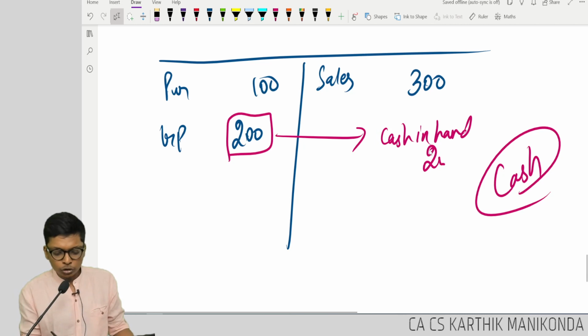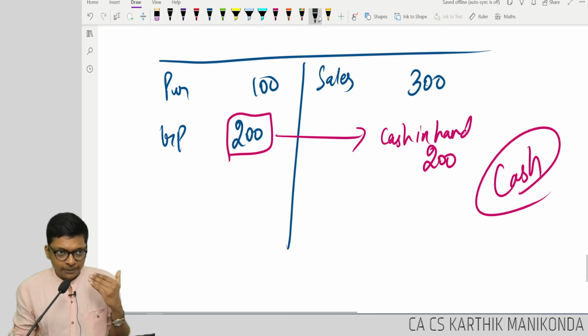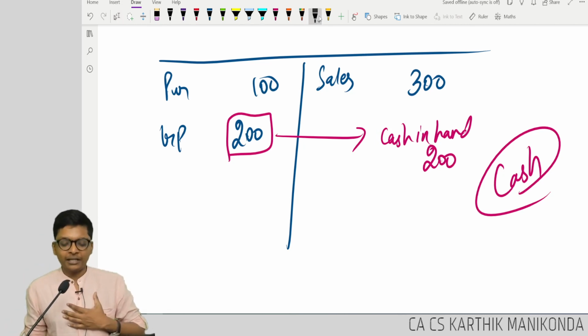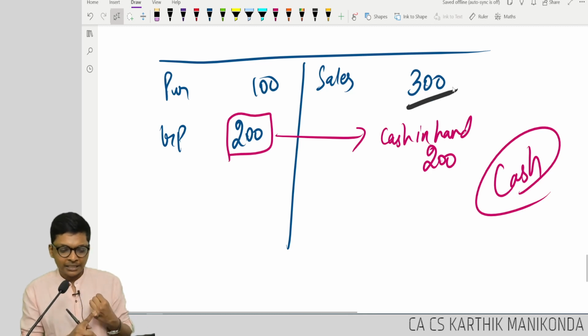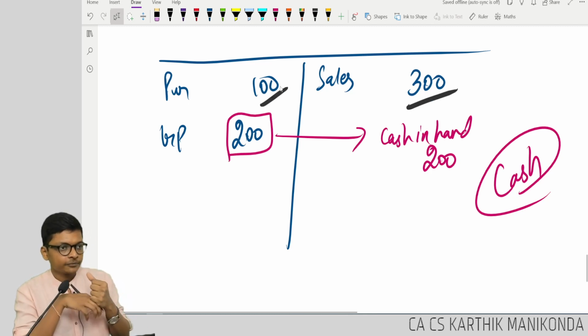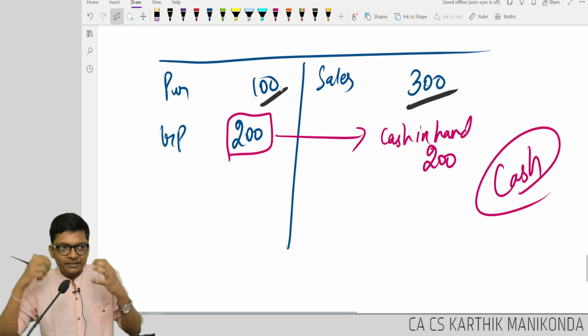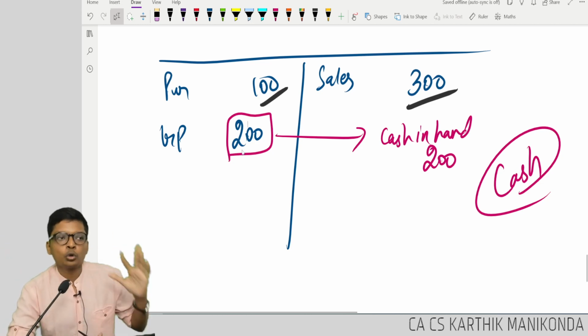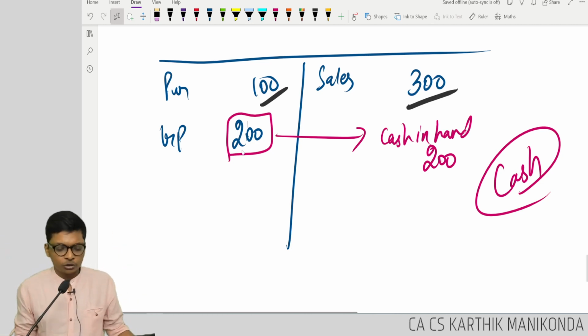Cash in hand is also recording. Try to answer before I give the answer. How is cash in hand 200? Sales is 300 minus purchase of 100. I received 300, paid 100. I am left with 200. Okay, super sir. Cash in hand is 200.